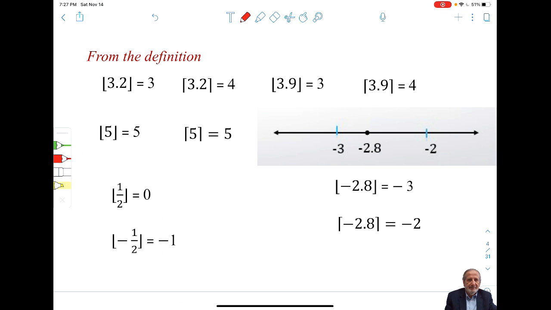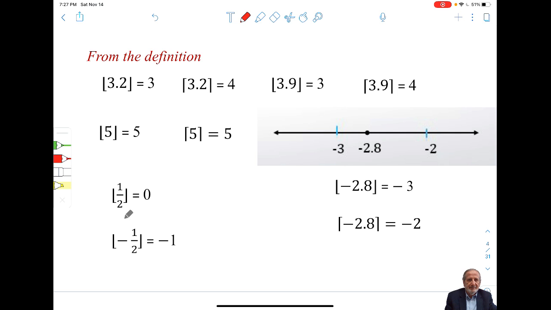Here are some examples directly from the definition. The floor function of 3.2 is 3, so we're rounding down. The ceiling function of 3.2 is 4, rounding up. The floor function of 3.9 is again 3, that's rounding down. The ceiling function of 3.9 is 4. Now, the floor function of an integer, 5, is 5, and the ceiling function of 5 is 5.